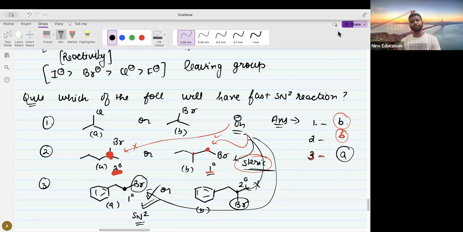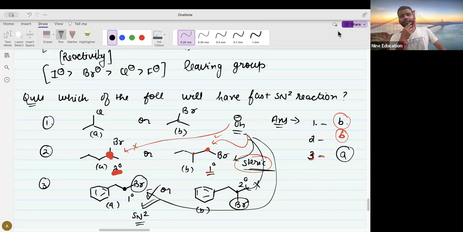Nothing else to look at: look at the leaving group, and look at the substrate and steric hindrance. Because if you attack and there are fewer people there, you can attack easily. But if there are many people, there is a lot of steric hindrance. No one is allowing you to go inside. That is called steric hindrance.